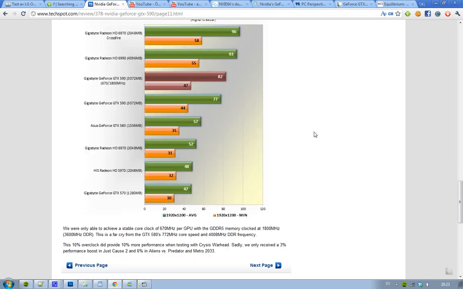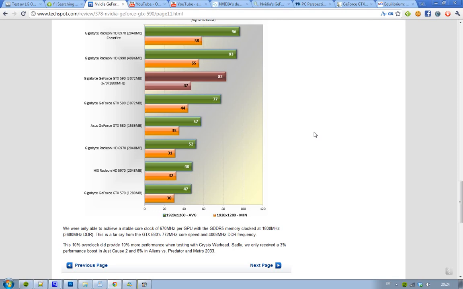So how did they overclock it? They went from 607 megahertz per GPU to 670 megahertz, and they could remain stable at that core clock. They also overclocked the GDDR5 memory to 1800 megahertz, up from 1707 megahertz. In total you get 3600 megahertz of DDR instead of the default 3400 megahertz. When you overclock here you get 670 megahertz per GPU, but if you buy a GTX 580 you get a default 772 megahertz core speed and 4008 DDR frequency.